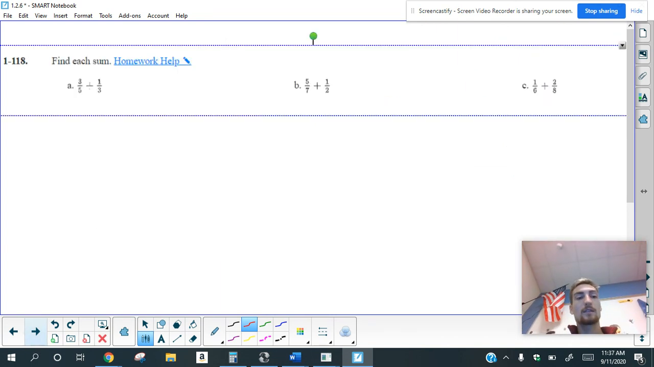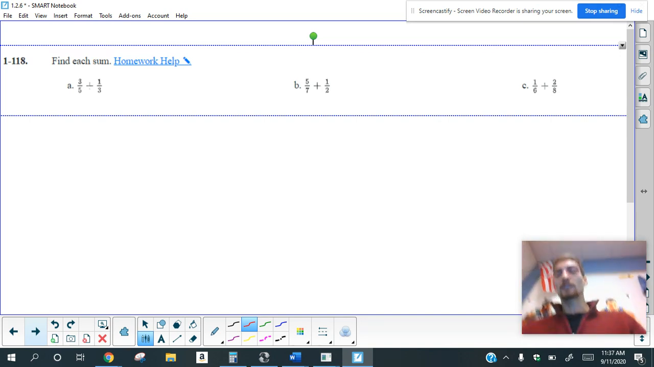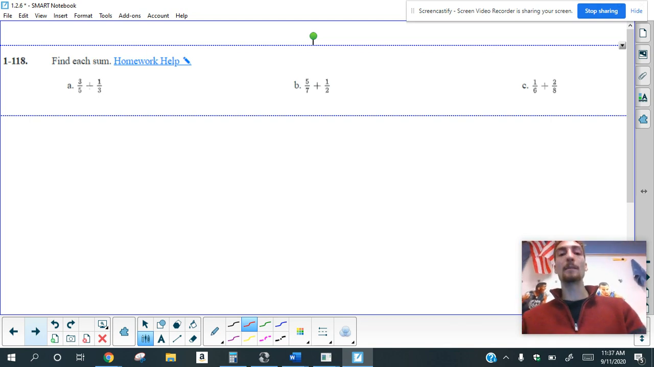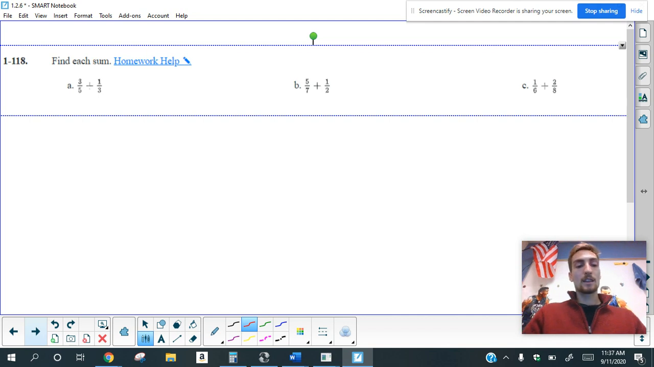All right. Final problem here. Find each sum. All right, so remember, we can add these fractions together once they have common denominators, right? Once the number on the bottom of the fractions are the same. And so when I look at 3 over 5 plus 1 over 3, I need to figure out what is the smallest number that both 5 and 3 go into.